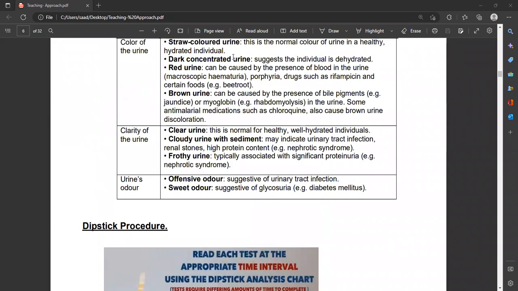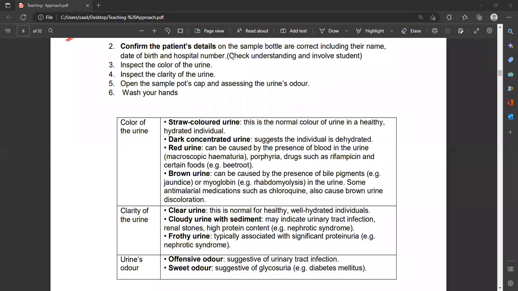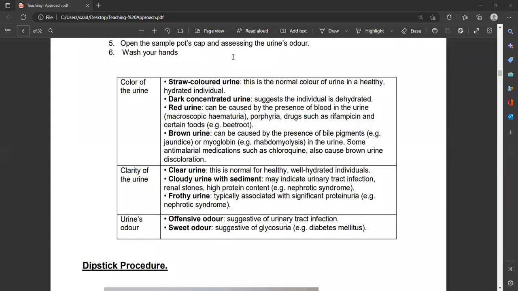If you have 1 or 2 minutes, you can tell the student, okay, John, let's discuss: if the color of the urine is dark, it shows that the person is dehydrated. If the color is brown, it shows the presence of bile pigments. If it's cloudy, it indicates infection. Now is the time that you can tell John, the student, about abnormalities. Understood? Your main task was to teach the student how to perform a urine dipstick. You have explained each and everything to the student, and the student doesn't have any questions now. If you have time, you can explain.